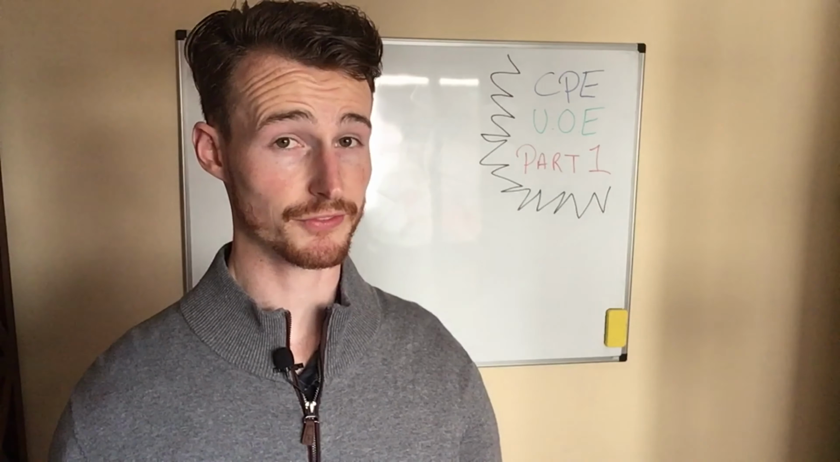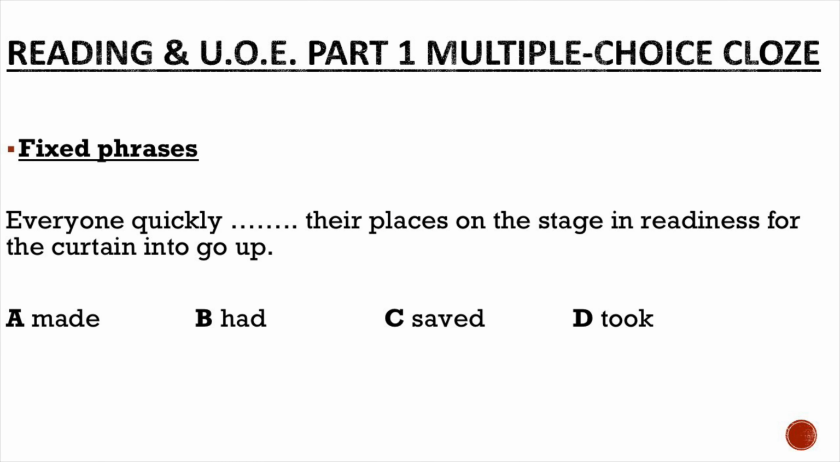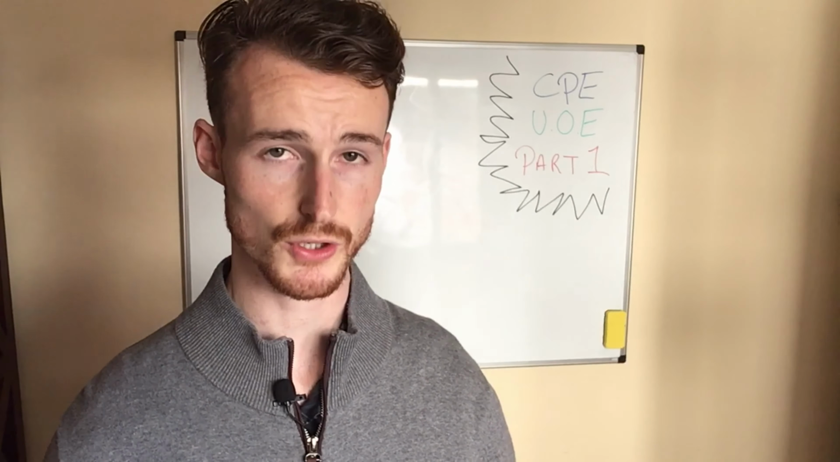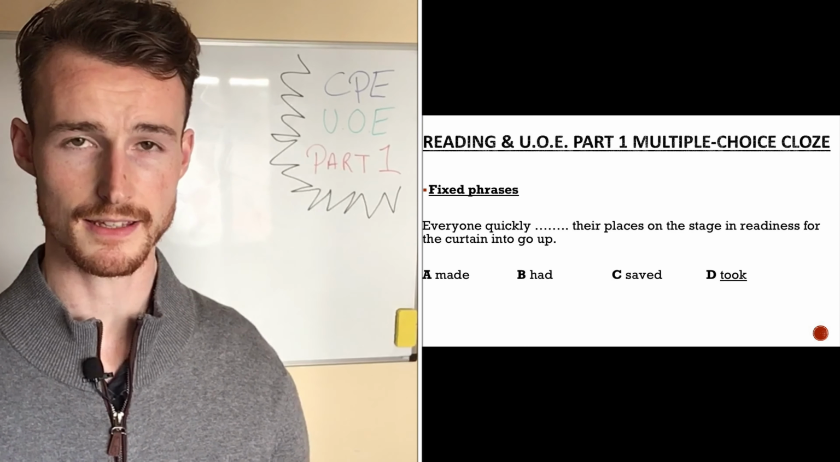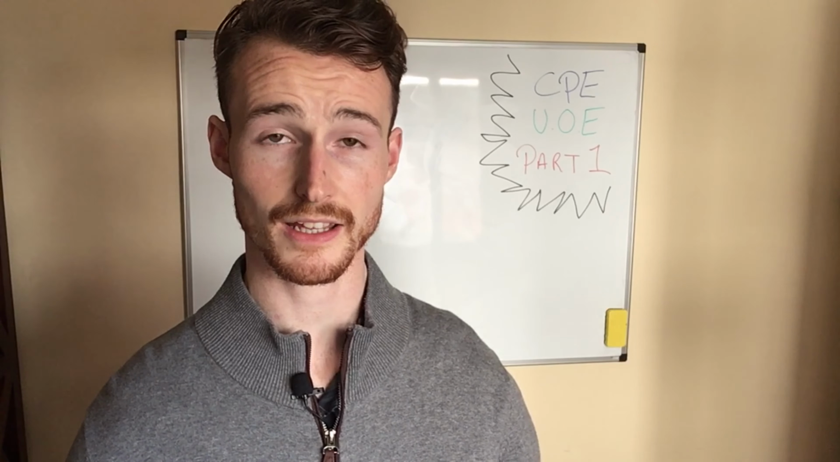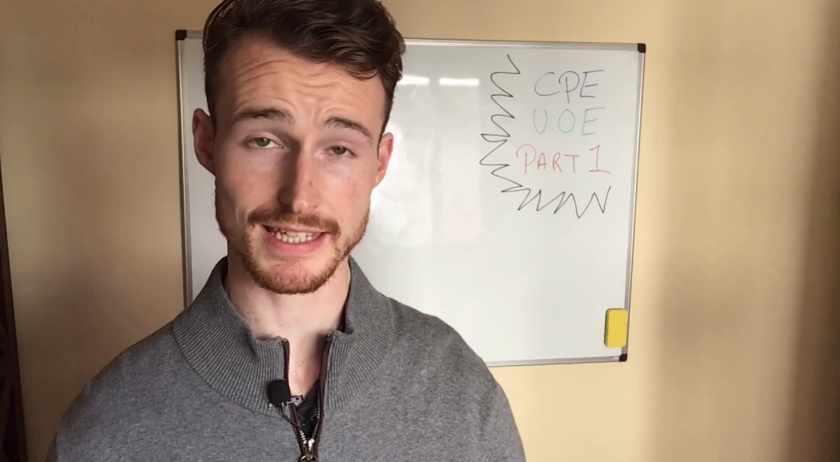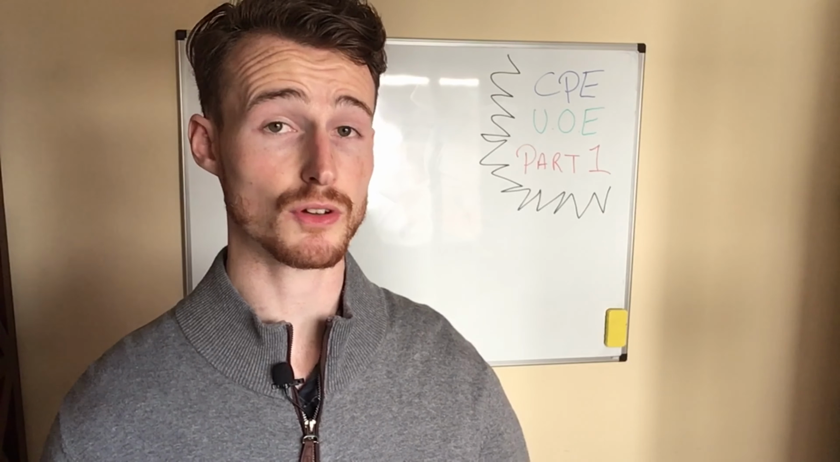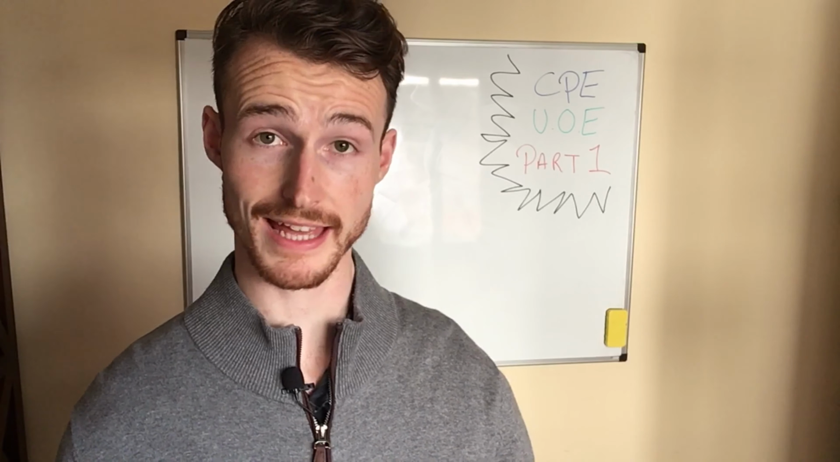Next, we're going to look at a fixed phrase. Everyone quickly made, had, saved, or took their places on the stage in readiness for the curtain to go up. The answer is D, took. To take one's place is a fixed phrase. This means that it contains elements that can change with the sense of the sentence. For example, he took his place or they took their places.